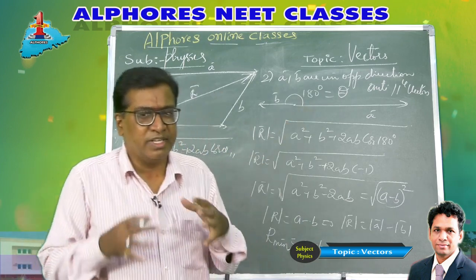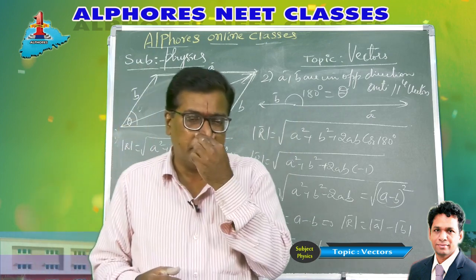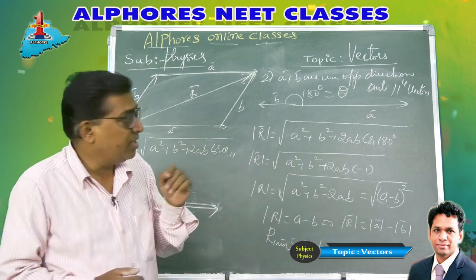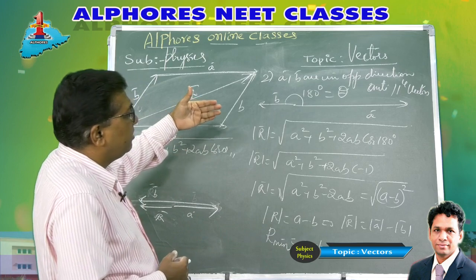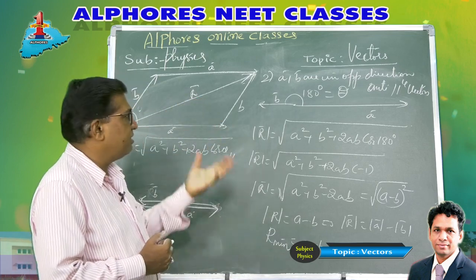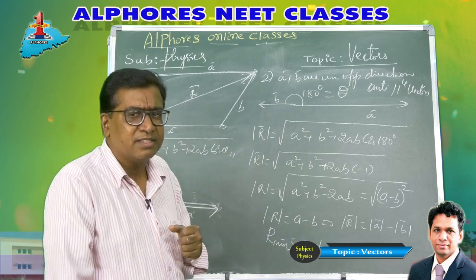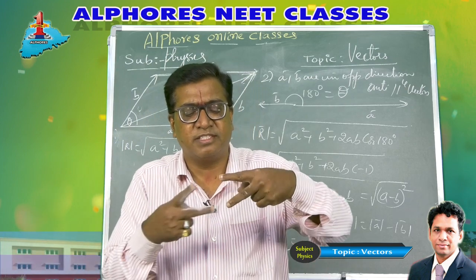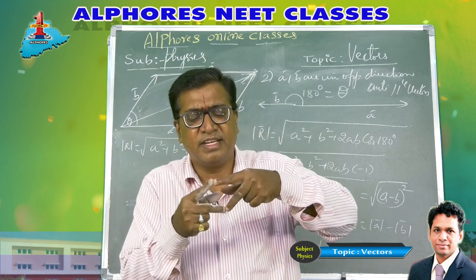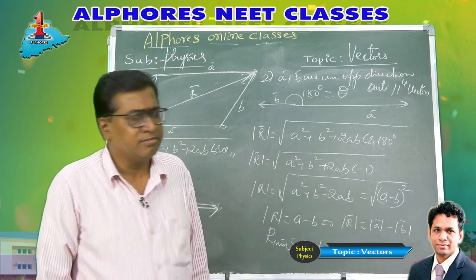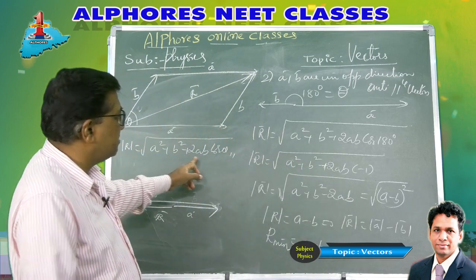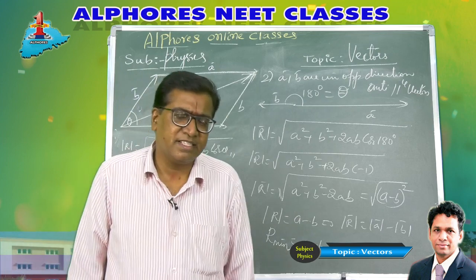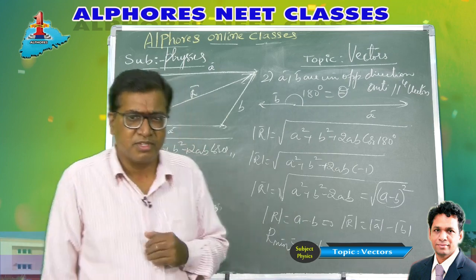Okay. So in this episode we have learned about the topic addition of vectors. We started with the parallelogram law of vectors. It states that if two vectors are represented as adjacent sides of a parallelogram, then the diagonal represents the resultant vector. The magnitude of the resultant is root of A square plus B square plus 2AB cos theta, and the direction is tan alpha equals B sin theta by A plus B cos theta.